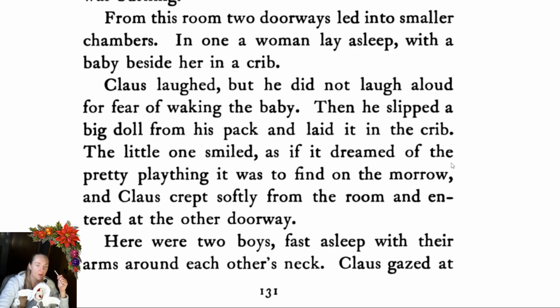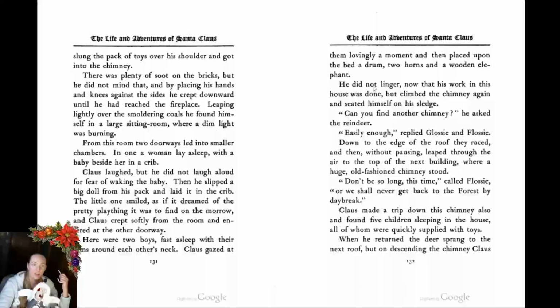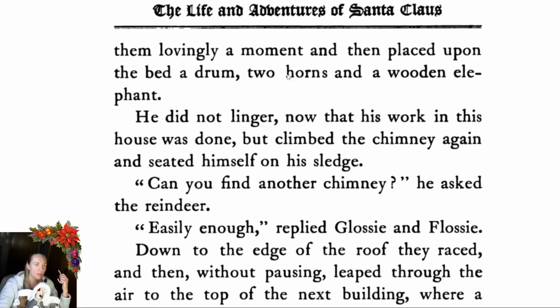Claus crept softly from the room and entered at the other doorway. Here were two boys, fast asleep with their arms around each other's neck. Aw. Claus gazed at them lovingly a moment, and then placed upon the bed a drum, two horns, and a wooden elephant. He did not linger, now that his work in this house was done, but climbed the chimney again and seated himself on his sledge.